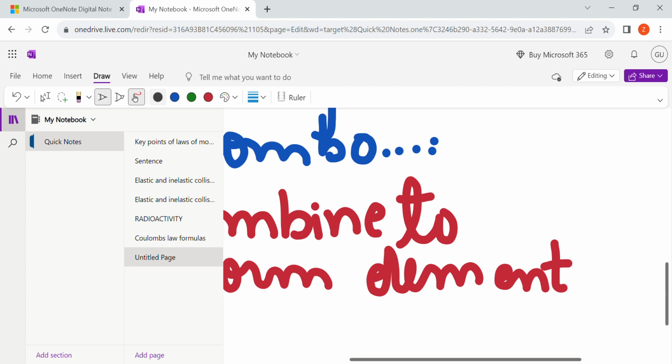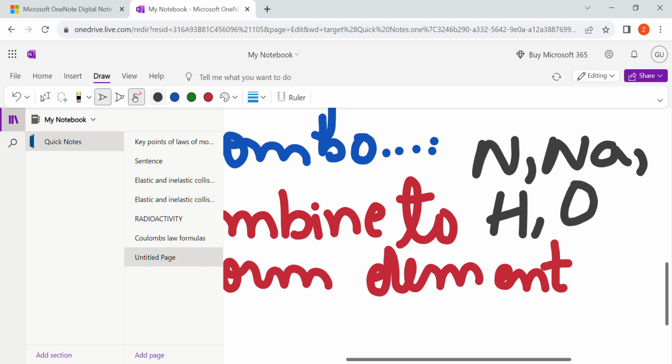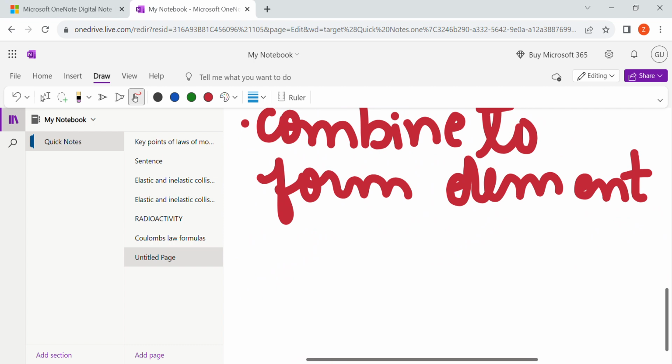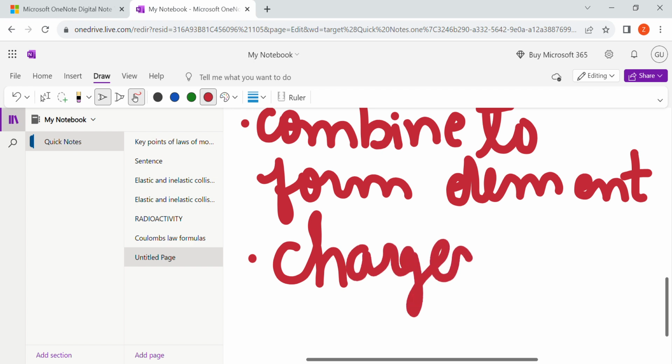For example, we can say nitrogen, sodium, hydrogen, oxygen. These all are elements that are made up of the same atoms. Alright? Now, how do these elements combine? Acha, in the physical combination, you need to remember that charges are involved. And these charges electrically attract each other and energy is released.